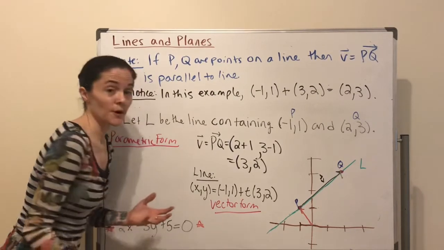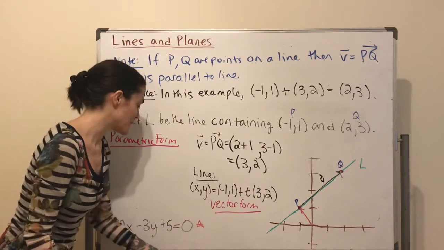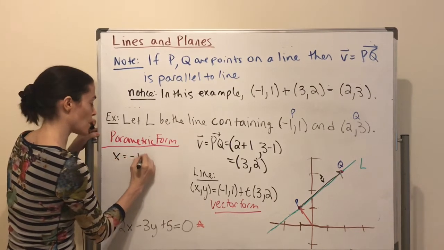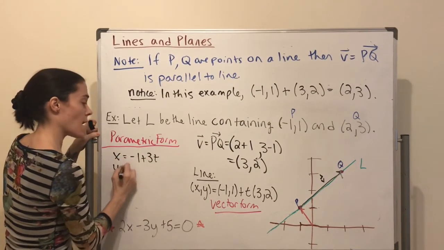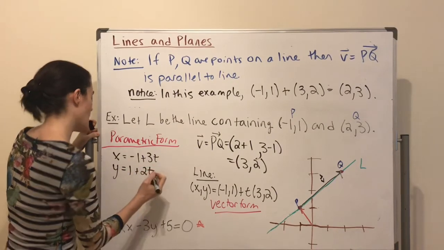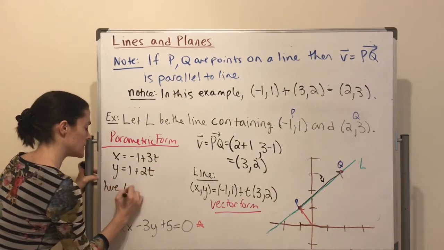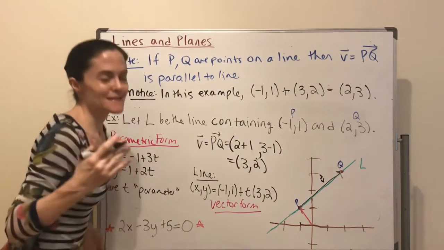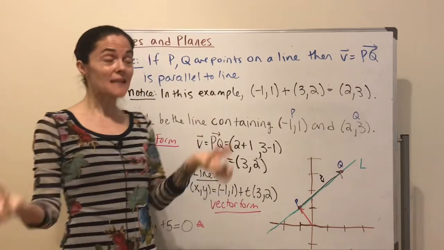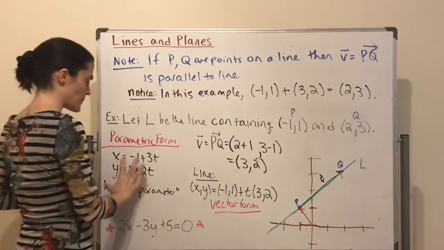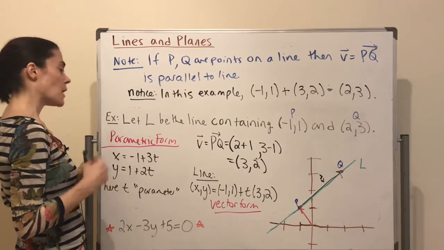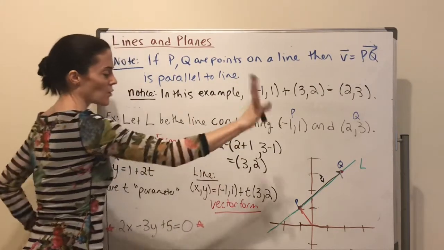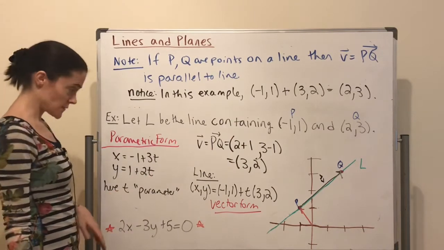Well, the parametric form we literally get by looking at the vector form. We look at each component. It says that x is minus 1 plus 3t. It says that y is 1 plus 2t. And here, t is referred to as the parameter. Sometimes we'll think about t as being time, but that's referred to as the parameter here. This is the parametric form. Okay, so if we let t go from minus infinity to infinity, we fill out the whole line, and similarly, writing it in this form.